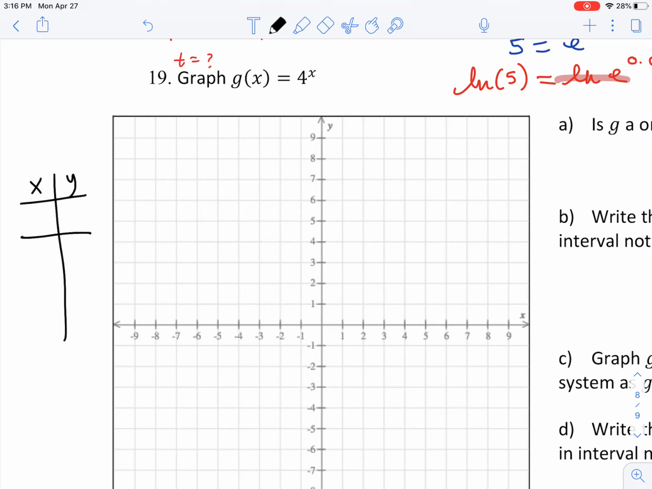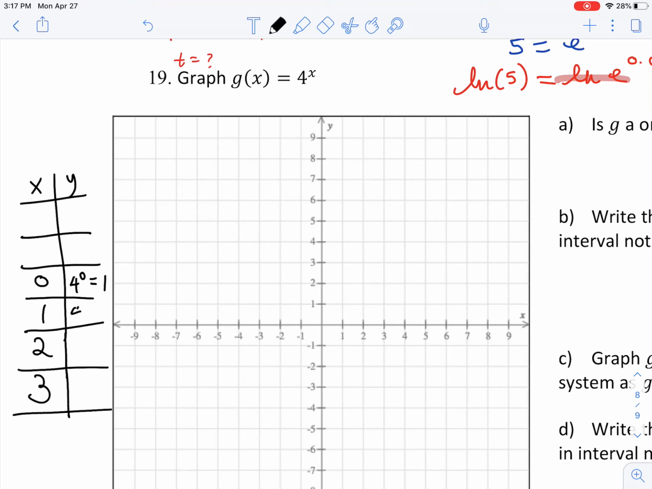So x, it would be nice to have a couple positives and a couple negatives, and I'll have all of those too. How about if I start at 0, 1, 2, and 3? It's going to go up pretty quickly, so I may not be able to plot everything. If you raise 4 to the 0 power, you will have 1. Anything to the 0 power is 1. 4 to the first power is 4. 4 squared is already 16. And 4 to the third power is going to be 64.